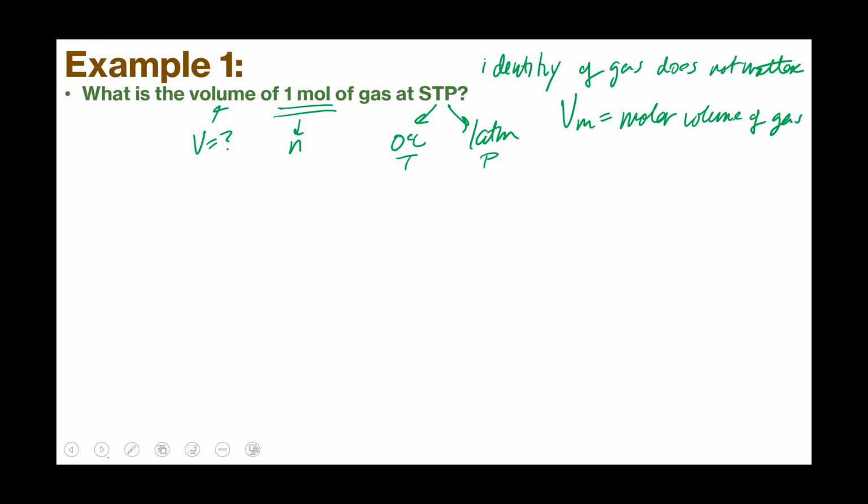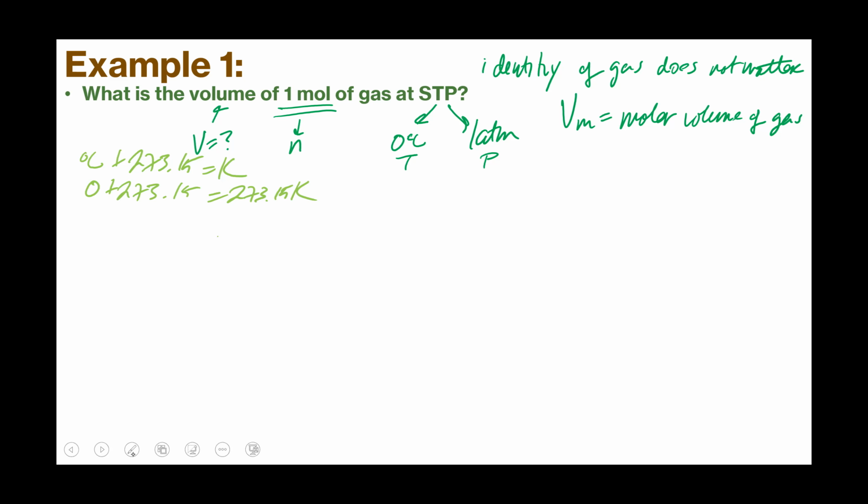Let's work this problem. What is the volume of 1 mole of gas at STP? So our first thing to do is convert the temperature into kelvins. This will be on the info sheet for you, so you don't have to worry about it. Remember that our Celsius temperature plus 273.15 will equal the Kelvin temperature. So 0 plus 273.15 is 273.15 Kelvin. All right, now we're ready.